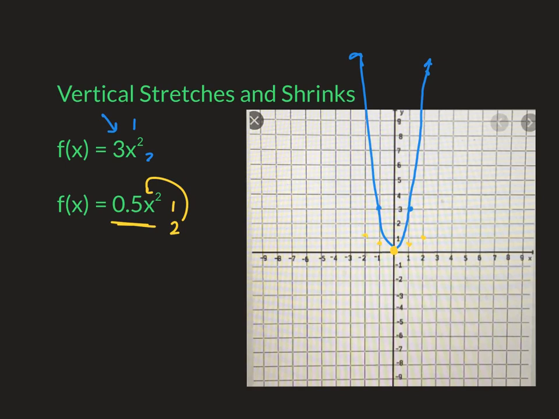So you can see what's happening. That parabola is going to be very, I guess fat's the best word. But it got squished. So it got flattened out, which did make it fatter. So we call it a vertical shrink. So there's your vertical stretch and vertical shrink.